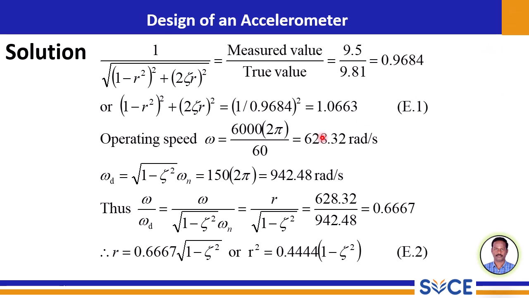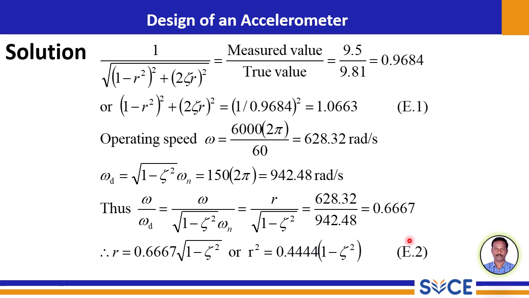We are also given the damped natural frequency. We are going to convert that into radians per second, that is 942.48 radians per second. We also know the relationship between the damped natural frequency and the damping ratio. Further, we calculate the frequency ratio r by substituting the damped natural frequency and this damping ratio. We will get 0.667. That is, from this r and this value we are going to get this.